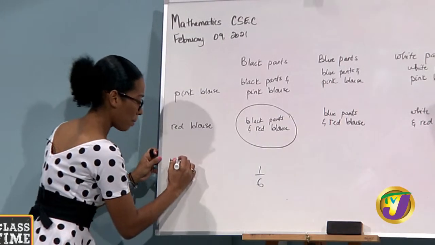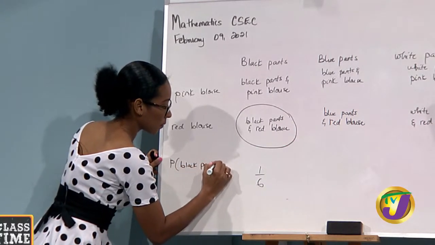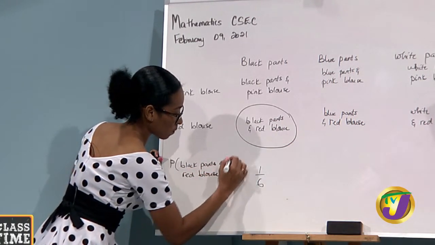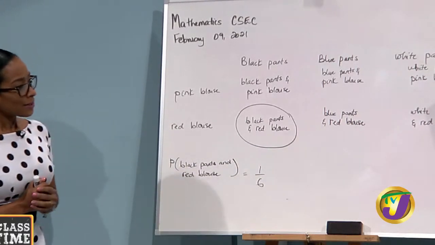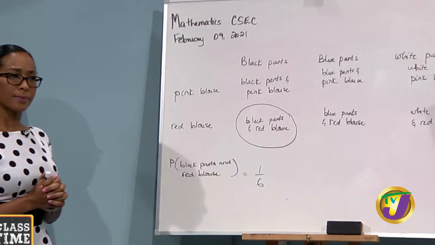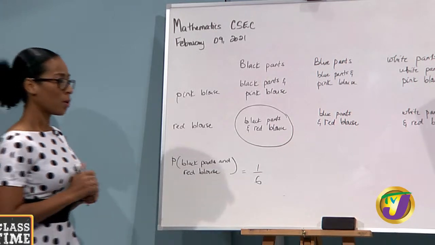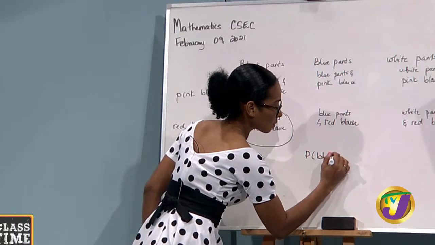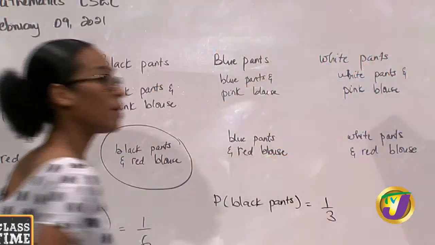So let me write it. Our probability of black pants and red blouse would be, gives us 1/6. Excellent. Right? Now let us think carefully. What is the probability of wearing a black pants? How many pants does she have again? 3. So what's the probability of picking the black one? 1 out of the 3. So probability of a black pants is 1/3.